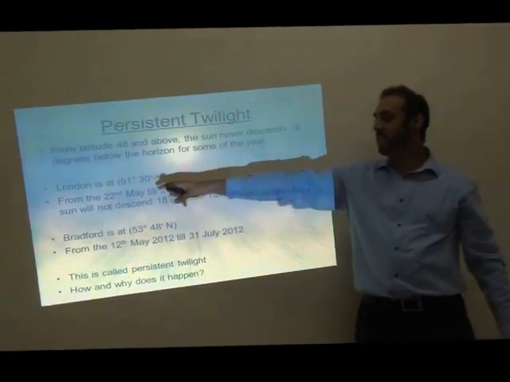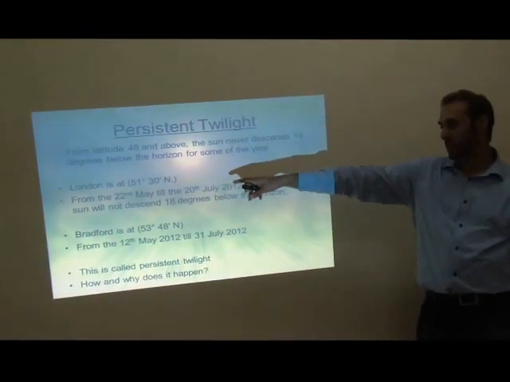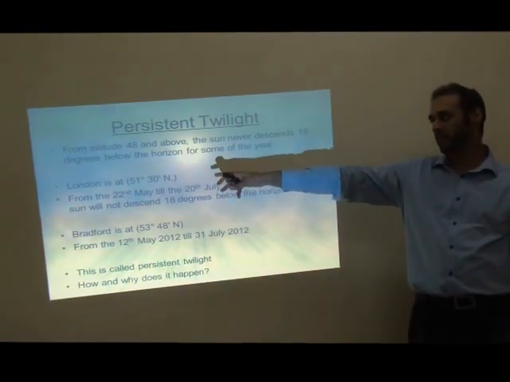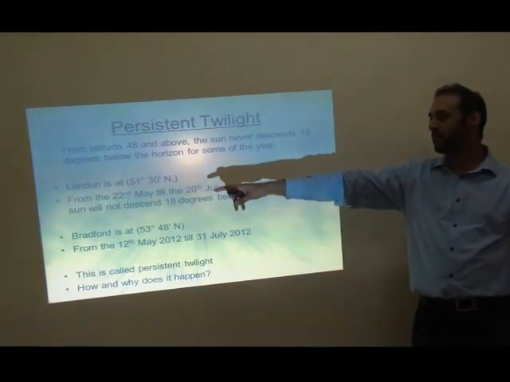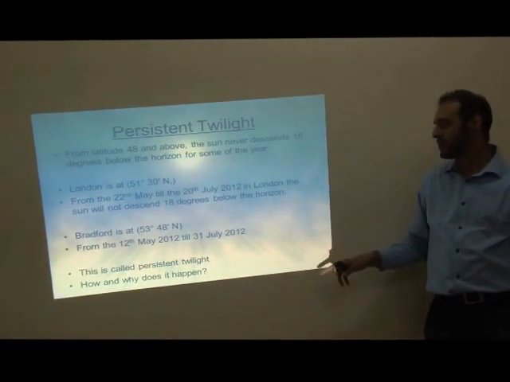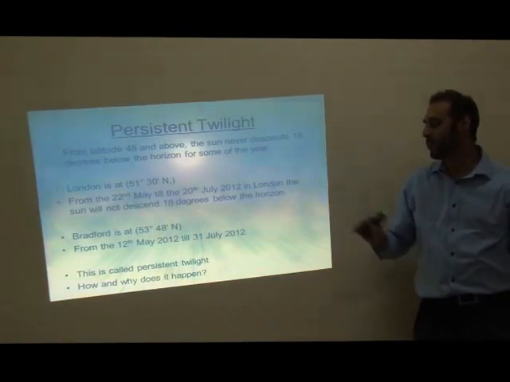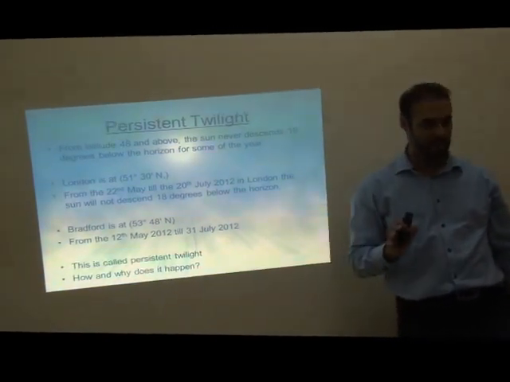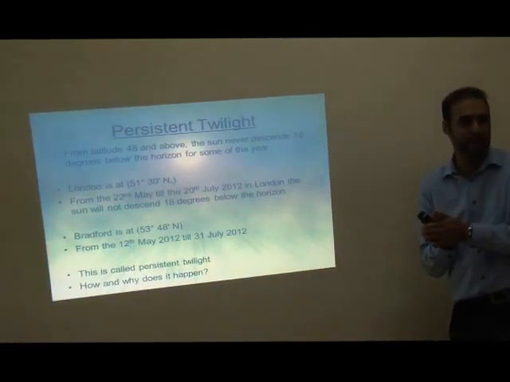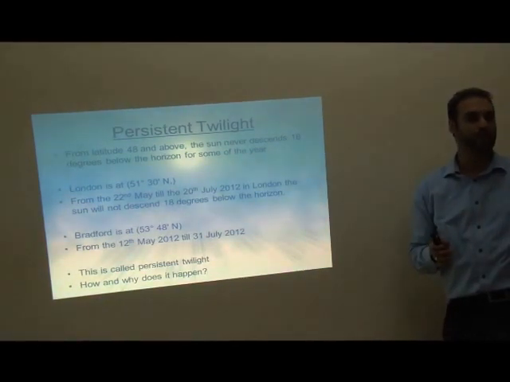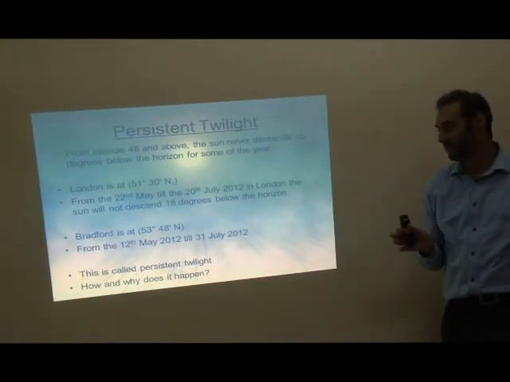Now London is at 51 degrees 34 seconds, or is it minutes? 51 degrees. From the 22nd of May till the 20th of July 2012, in London, the sun will not descend 18 degrees below the horizon, which means you've got perpetual twilight. You've got a problem with your Fajr and Isha times now.